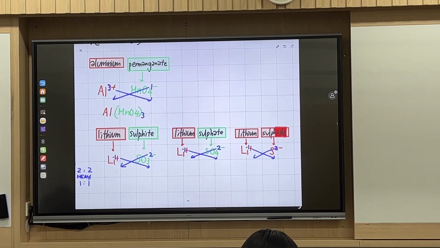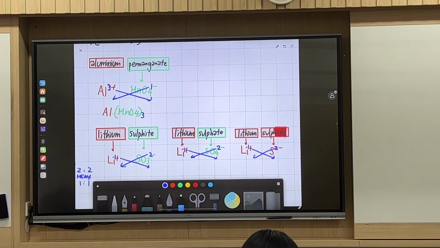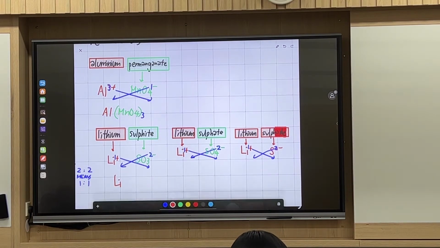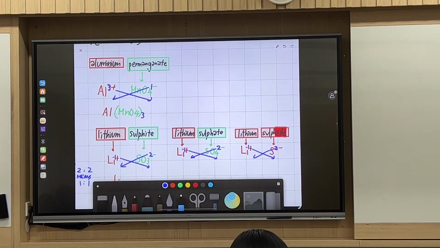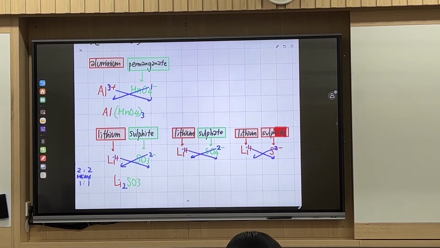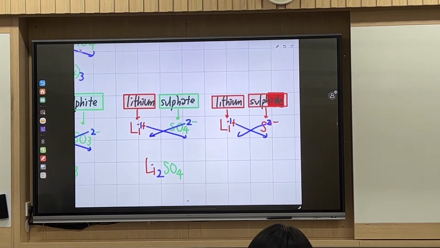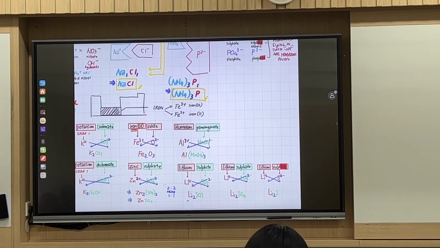Okay, so what's the answer for lithium sulfite? Li2SO3. Yes. What about lithium sulfate? Yes, Li2SO4. What about lithium sulfide? Yes, Li2S. So it's very clear. This will be on the test, so I want you to know clearly what to do in the exam when you see questions like this.